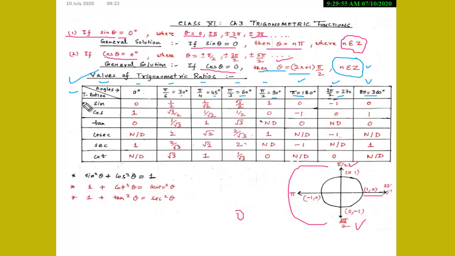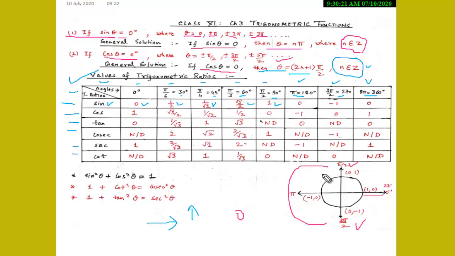And here we have 6 trigonometric ratios. So students, first we will see our first trigonometric ratio, which is the sine function. So here in sine, when we go from 0 degree to higher degrees, the value of the sine function will increase. So sine 0 is equal to 0, sine 30 is equal to 1 by 2, sine 45 is 1 by root 2, sine 60 is root 3 by 2, and sine 90 is 1.